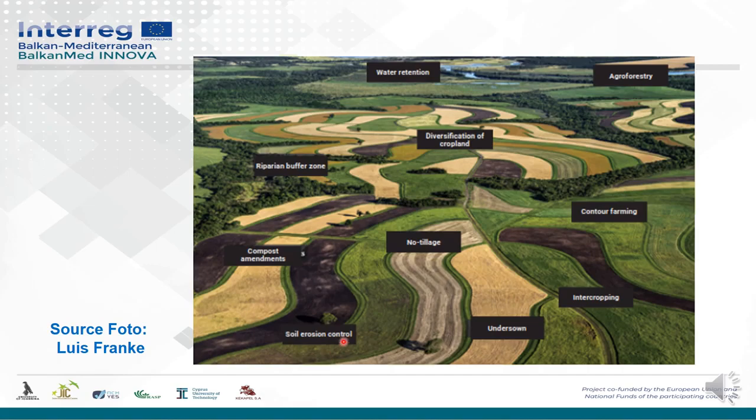So we use cover cropping and intercropping for soil erosion control. We use terraces for better soil erosion control. From the other side, we use in the soil compost amendments, use no-tillage practices, use intercropping, like in this case undersown plants. Another example of intercropping, contour farming, hedges, agroforestry. Diversification of cropland is a very good practice. Use of buffer zones and practices for water retention.